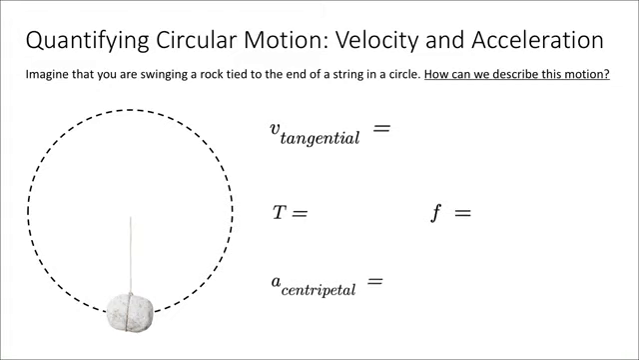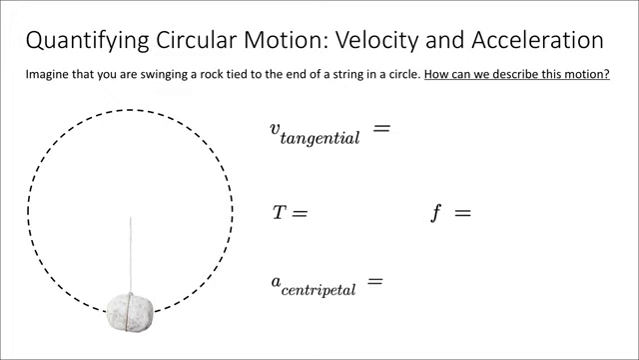I'd like you to imagine for a moment that you are swinging a rock tied to the end of a string in a circle. How can we describe the motion of this object? Well, if I want to define the velocity or speed of this object as it makes its way around the circle, I can think about the definition that I had for speed earlier.